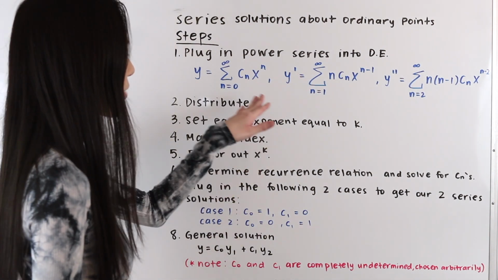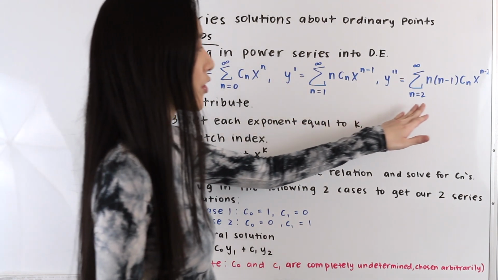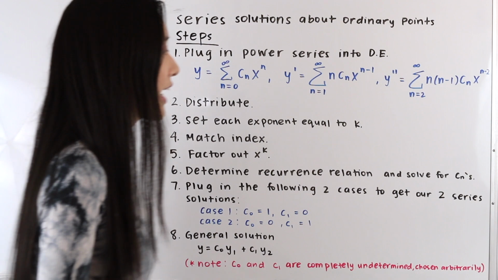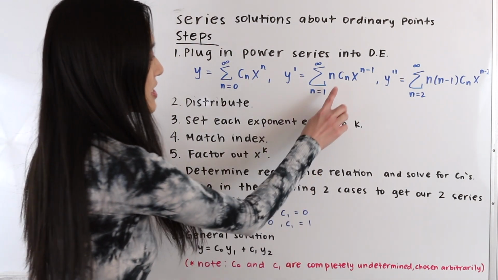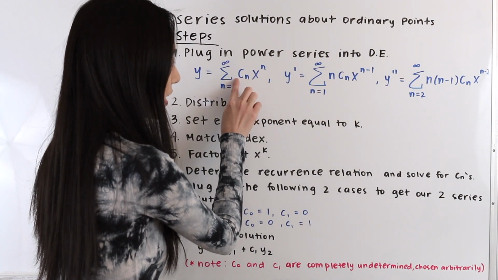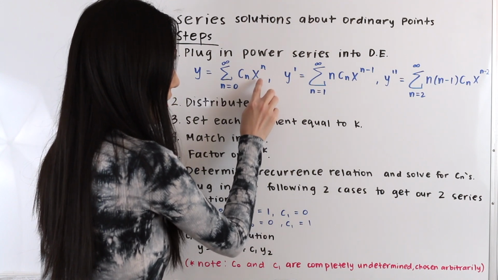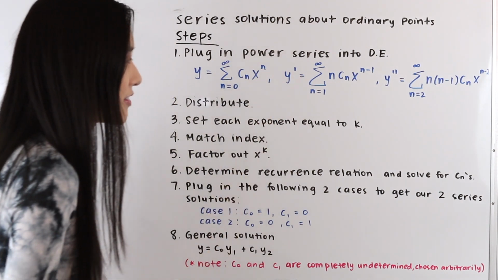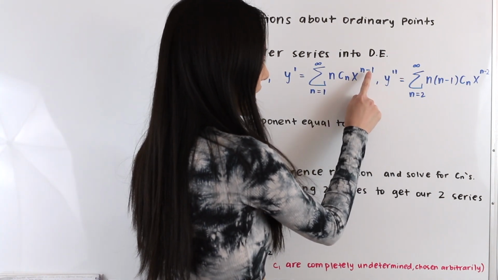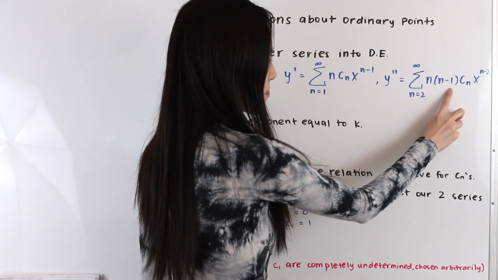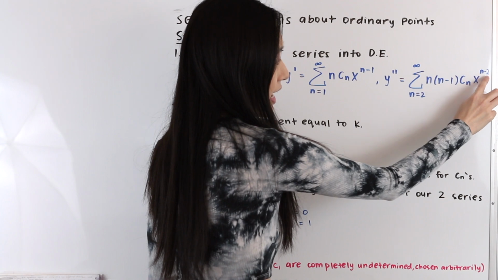And notice that every time we take the derivative, we need to up the index by 1. So for y prime, we have n equals 1, and for y double prime, we have n equals 2. We're just applying the power rule here, bringing down our exponent, so that's where this n comes from. And we get this n minus 1 from subtracting 1 from the exponent on this x to the n term. Same goes for the y double prime: we up the index by 1 and bring down the exponent, so that's where this n minus 1 comes from. And we're also subtracting 1 from our power on our x term, so that's where this n minus 2 comes from.